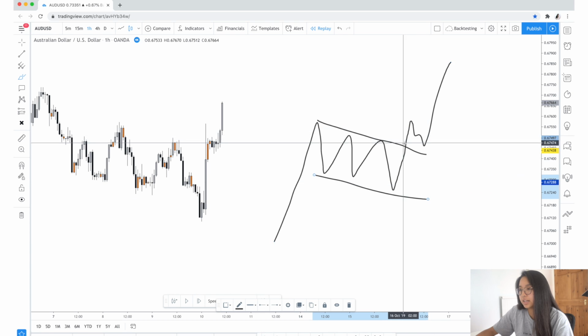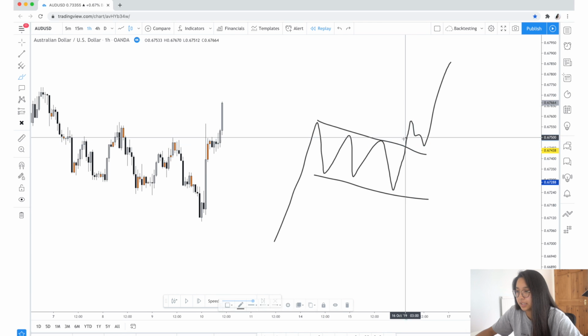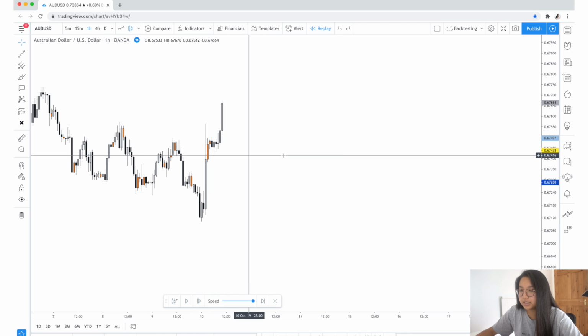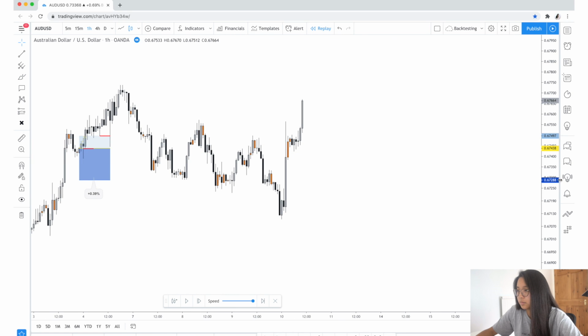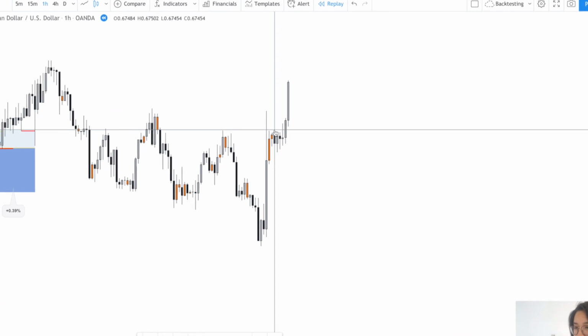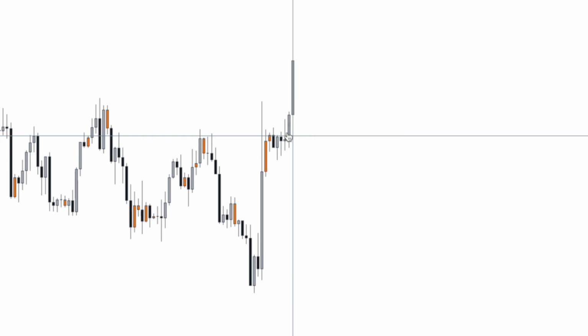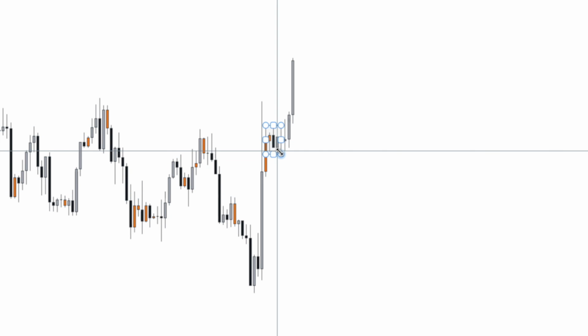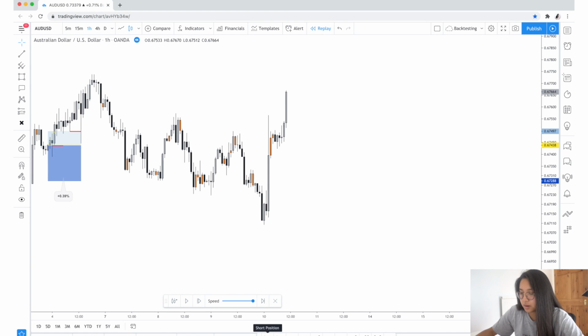And that's usually at some kind of level. Sometimes people take it at this level, sometimes people take it at a level that's more recent here. In this case, I'm going to take it at the most recent low level, which is actually this candle here. Let me just put a box around it. Don't know if you guys can see that, but I'm going to have my entry a couple pips above it to make sure that I get tagged in.